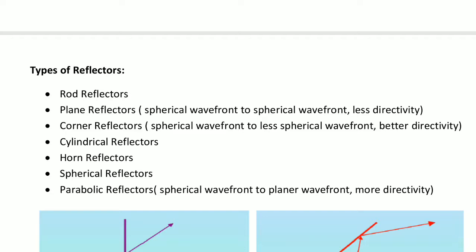So in the case of plane reflectors, we can see one line, that is spherical wavefront converted to the spherical wavefront, and it has less directivity. In the case of corner reflectors, the spherical wavefront is converted to less spherical wavefront, and it has better directivity as compared to plane reflectors. And in the case of parabolic reflectors, spherical wavefront is converted to planar wavefront, and it has more directivity. So we will see the meaning of these lines one by one.